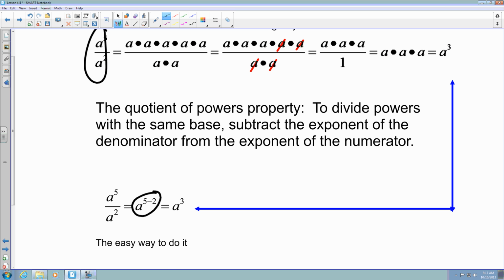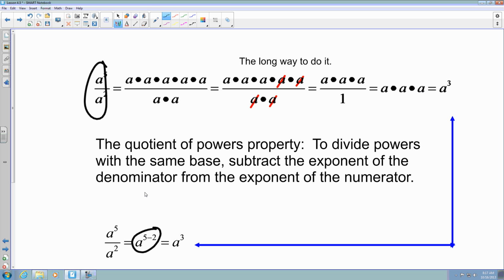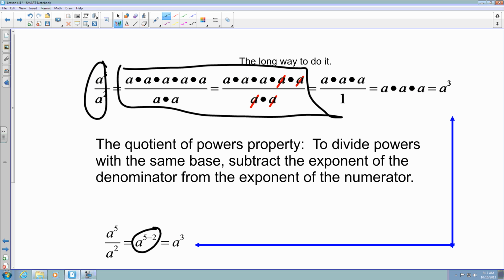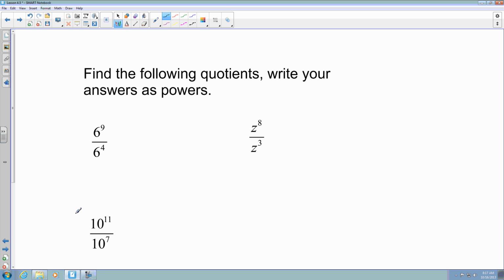This is the easiest way to do this, much easier than the method shown here. Okay? So again, I'm going to write these answers as a power. If I look at this one, I have the same base of 6. Since I'm dividing these with exponents, I can subtract the exponents. So this is going to be 6 to the 5th power.